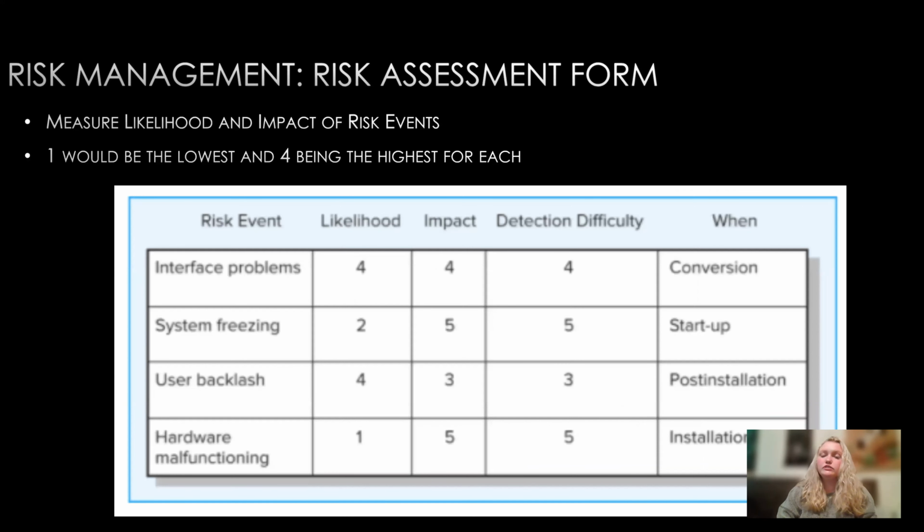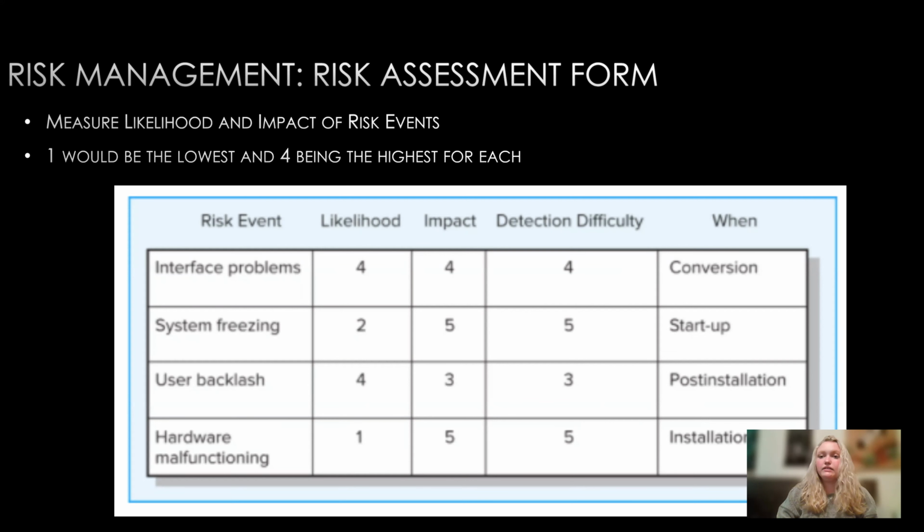Now, moving on to risk management. The risk assessment form measures the likelihood and impact of risk events. The example here includes the likelihood, impact, and detection difficulty, which is represented by numbers. 1 would be the lowest and 4 being the highest for each.